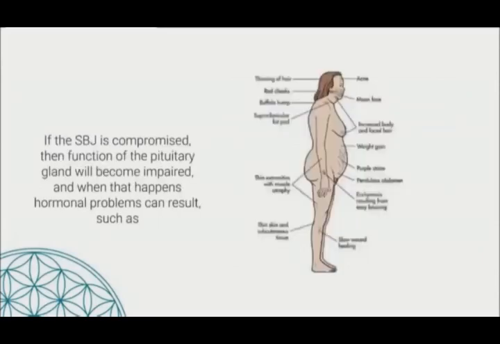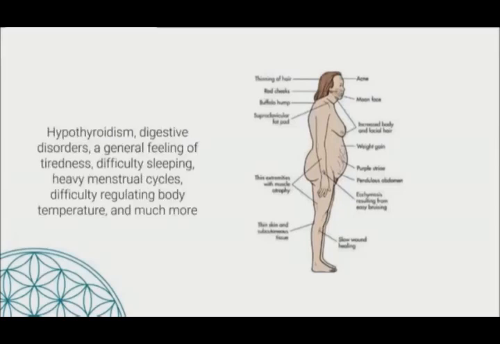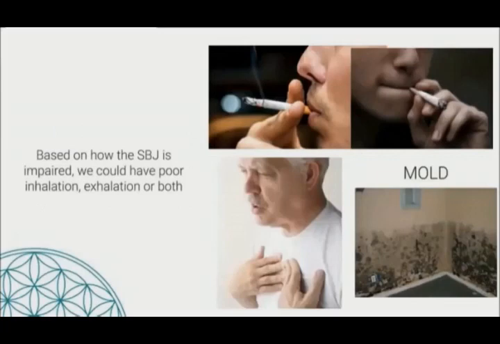If the SBJ is compromised, then the function of the pituitary gland will become impaired, and when that happens, hormonal problems can result, such as thinning of hair, slow wound healing, acne, weight gain, just to name a few. Hypothyroidism, digestive disorders, a general feeling of tiredness, difficulty sleeping, heavy menstrual cycles, difficulty regulating body temperature, and so much more. Based on how the SBJ is impaired, we could have poor inhalation, exhalation, or both.